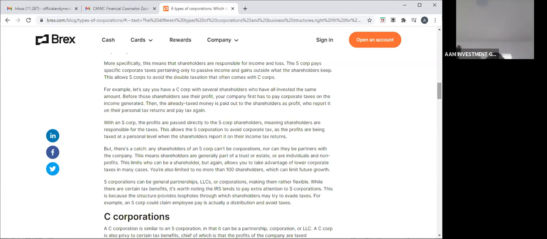All right, so now let's see if we went over all the catches. Okay, so we talked about the fact that it can't be a corporation, nor can they be partners with the company. Meaning you can't have a company being partners with an S-Corp. You can't create those types of relationships with company to companies in an S-Corp. So this means shareholders are generally part of a trust or estate, or are individuals and nonprofits.